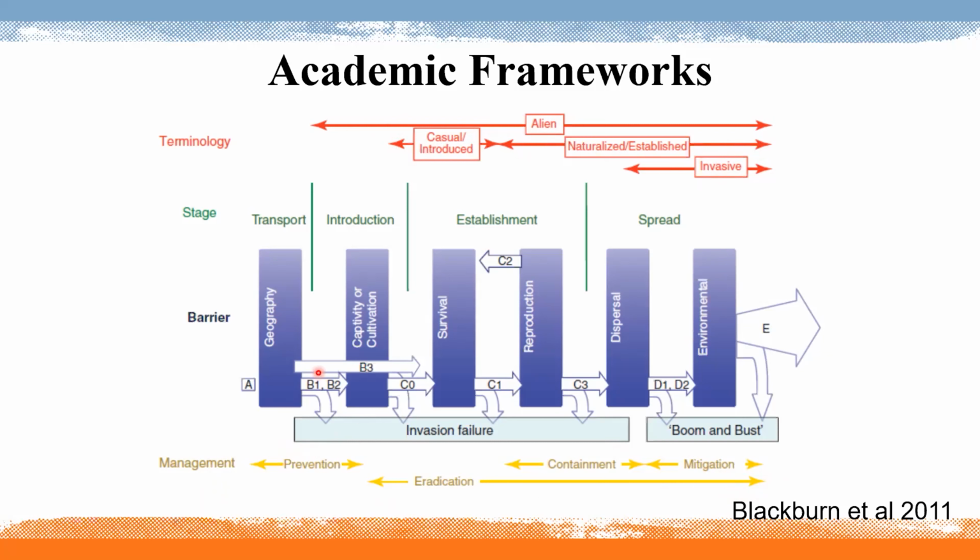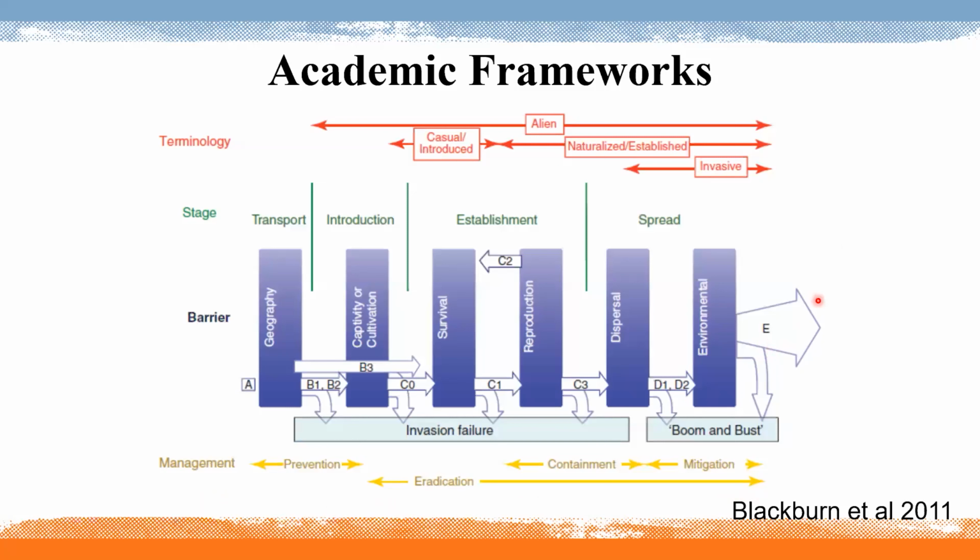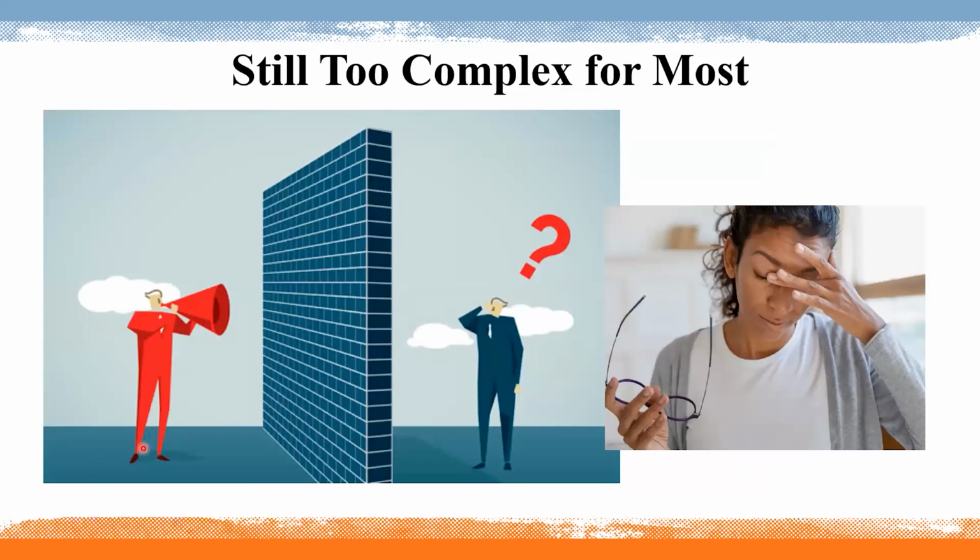And for each of these stages, in order to get from one to the next barrier, there are ecological processes that occur, and there's a list of them here, okay? Now, you can probably see what I'm getting at here. This is a great framework for scientists to communicate with one another and speak the same language, right? But when we start to get into this for the general public, it's still too complex for most people, okay?